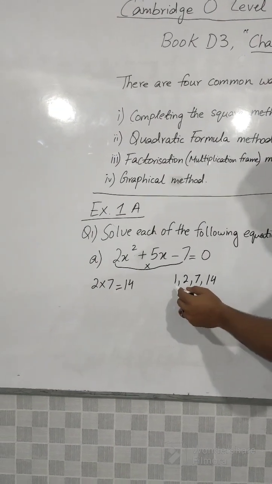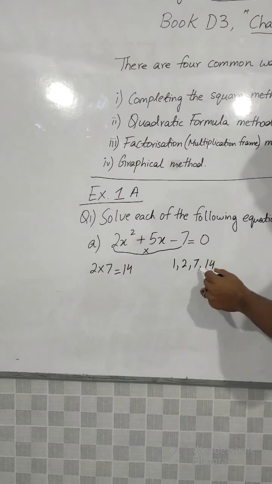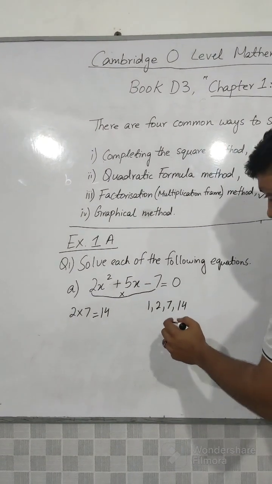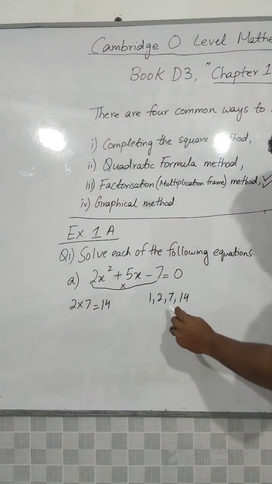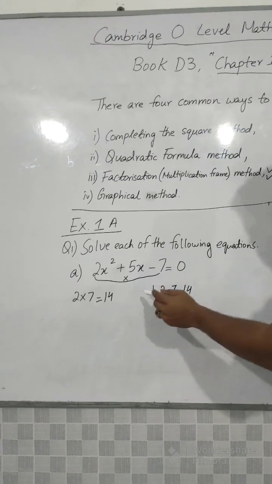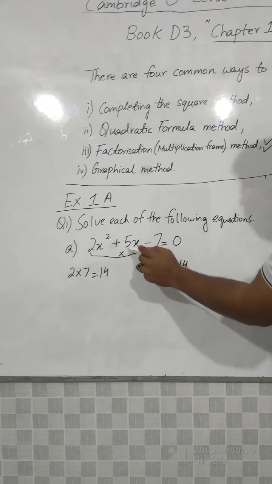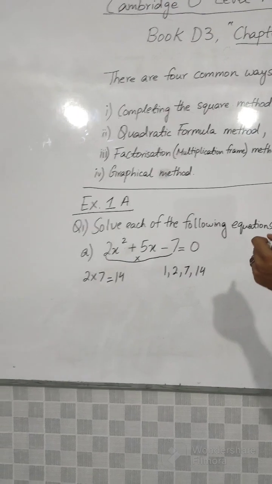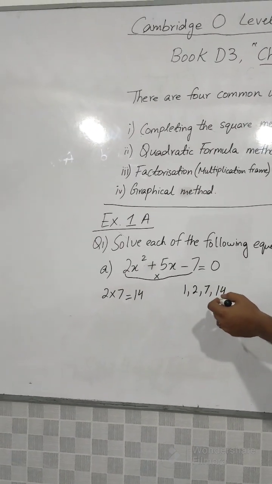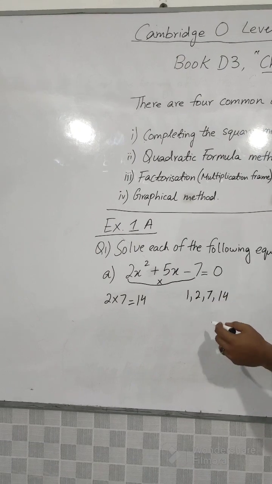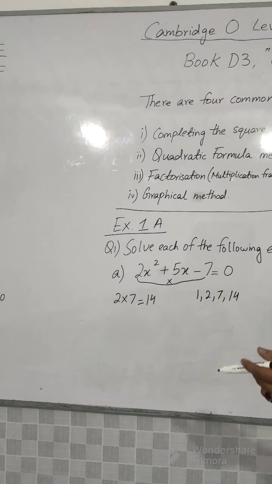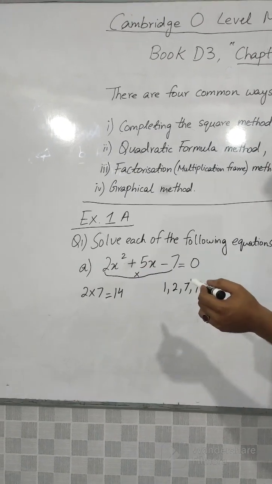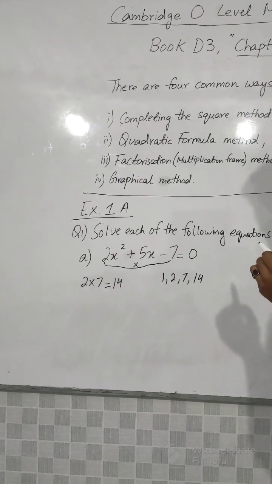So now we have to use a combination of two numbers out of these factors. Combination of two numbers, what do you mean by that? A combination of two numbers that, if multiplied, gives you 14, and if added or subtracted, gives you 5. So 1 times 14 can give you 14, but 14 minus 1 doesn't give you plus 5. So the 1 and 14 combination will be rejected.